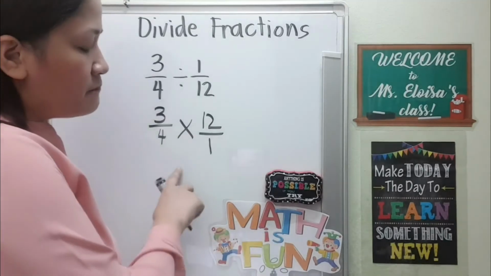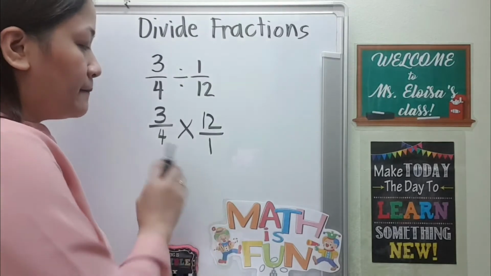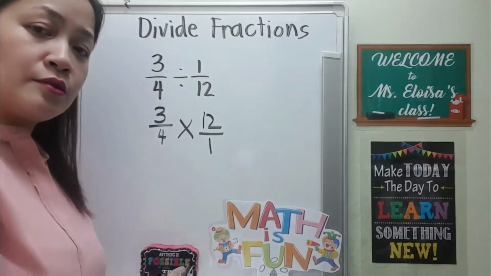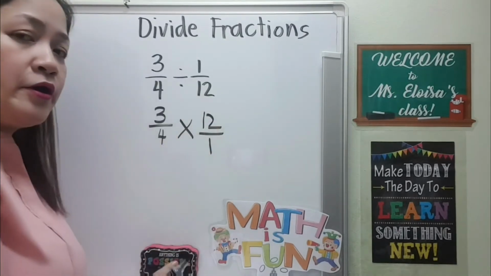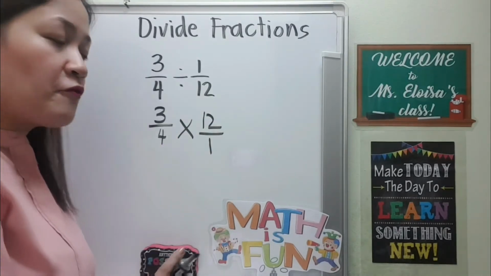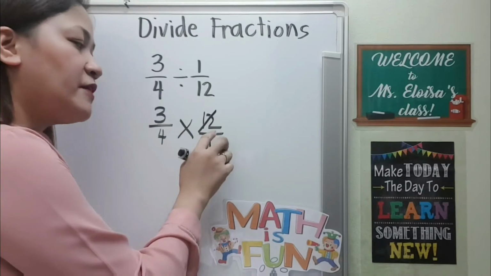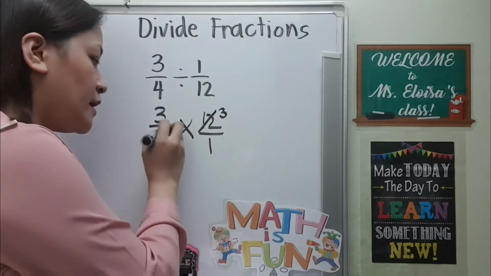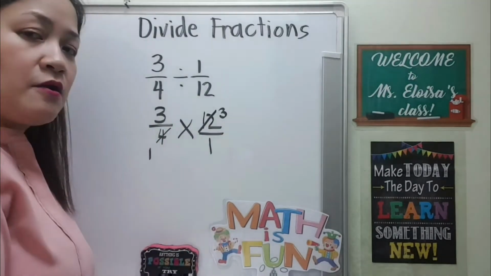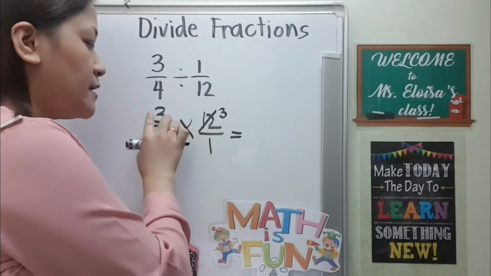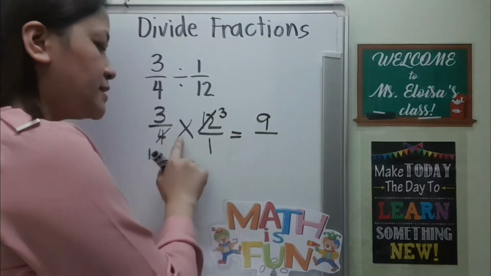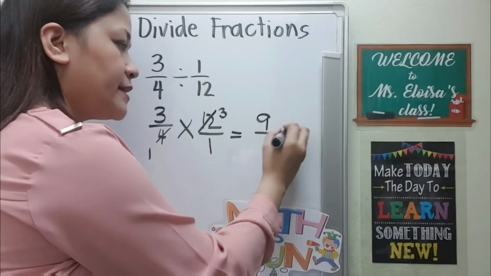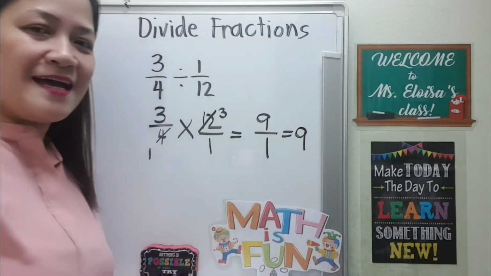So, if we simplify before we multiply, 3 and 1 don't have another common factor aside from 1, but 12 and 4 have a common factor of 4. So, 12 divided by 4 is 3, and 4 divided by 4 is 1. So, that will be 3 times 3 is 9 over 1 times 1 is 1, and 9/1 is 9.